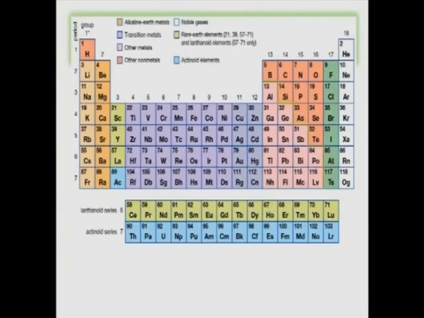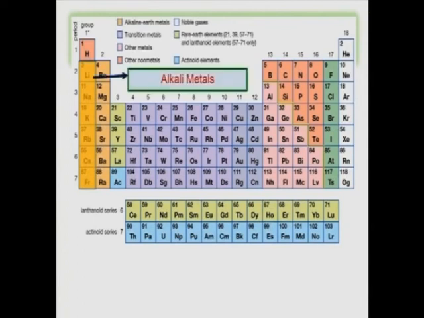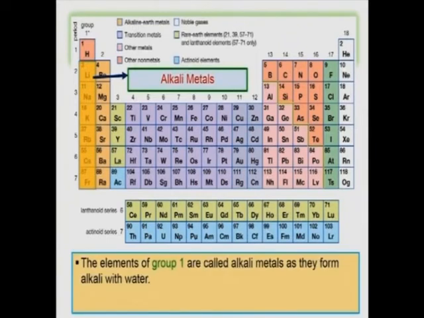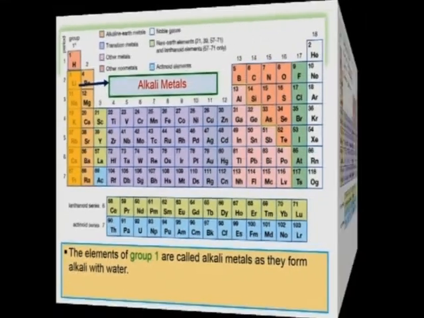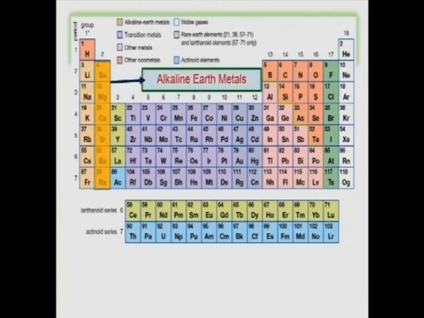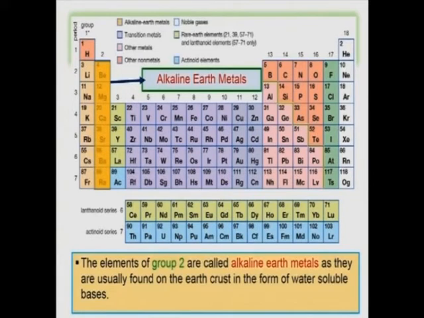And now let's see some important families of the modern periodic table. The first one is the elements present in group 1, which are usually called alkali metals. Why they are called alkali metals is because they form alkali with water. So elements like lithium, sodium, potassium, rubidium, cesium and francium are called alkali metals. And elements in group 2 are referred to as alkaline earth metals, because they are usually found in the earth's crust in the form of water soluble bases.